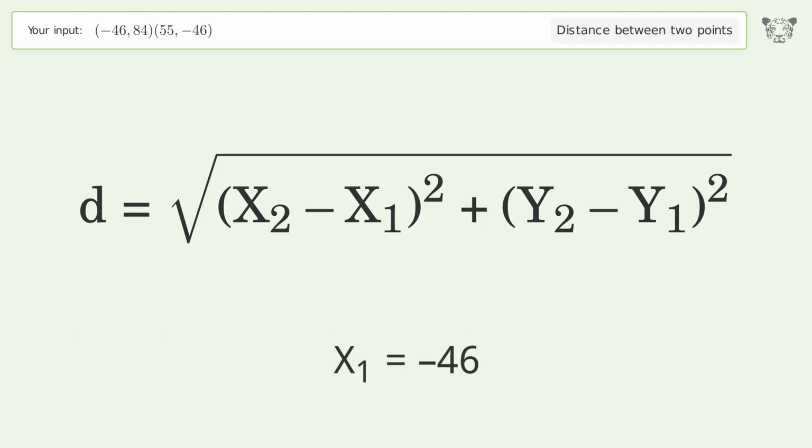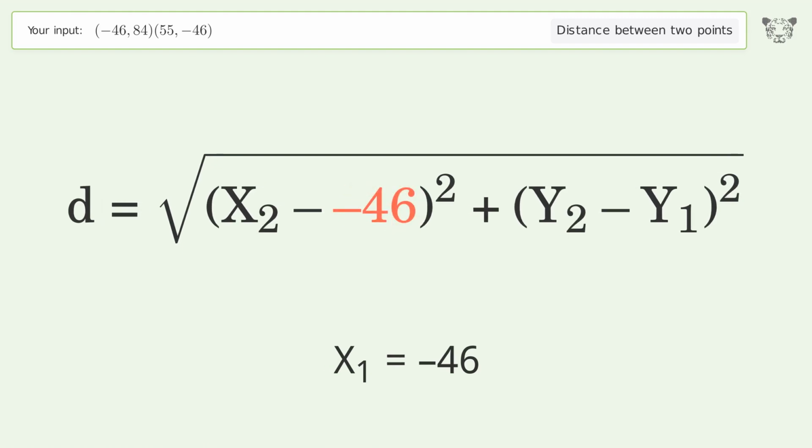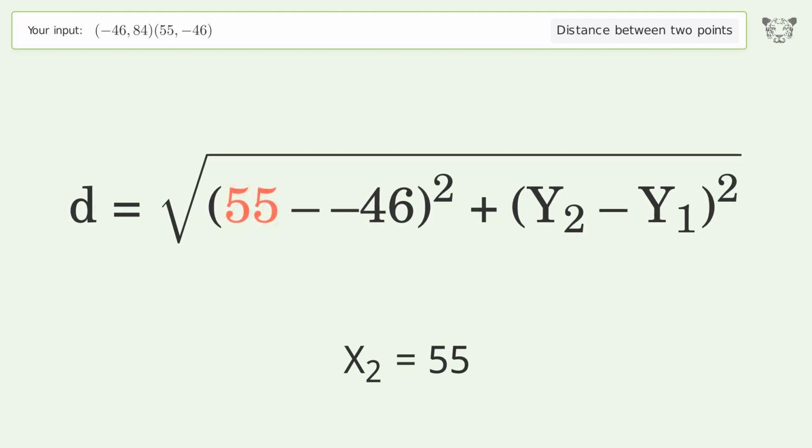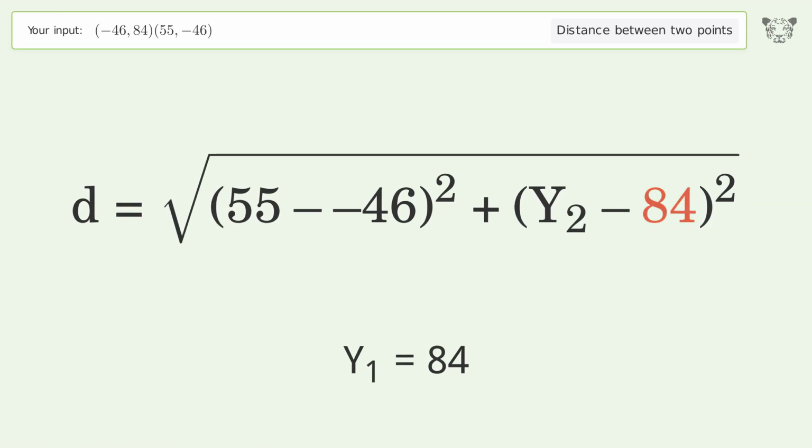x1 equals -46. x2 equals 55. y1 equals 84. y2 equals -46.